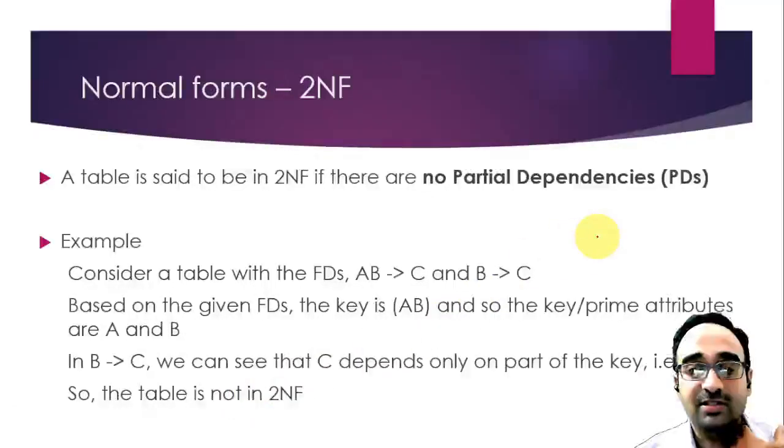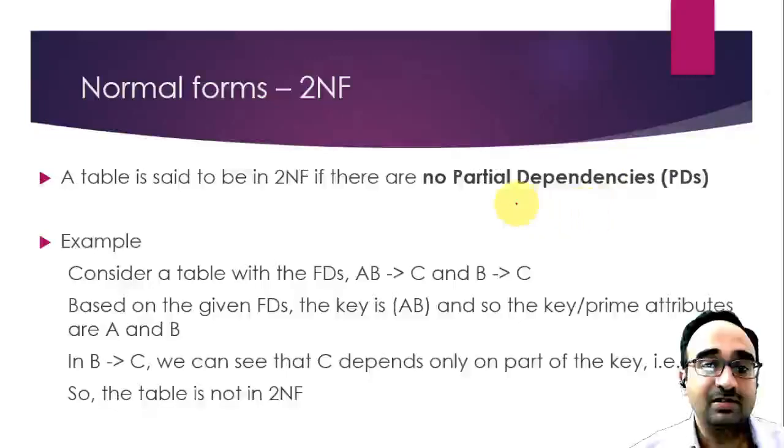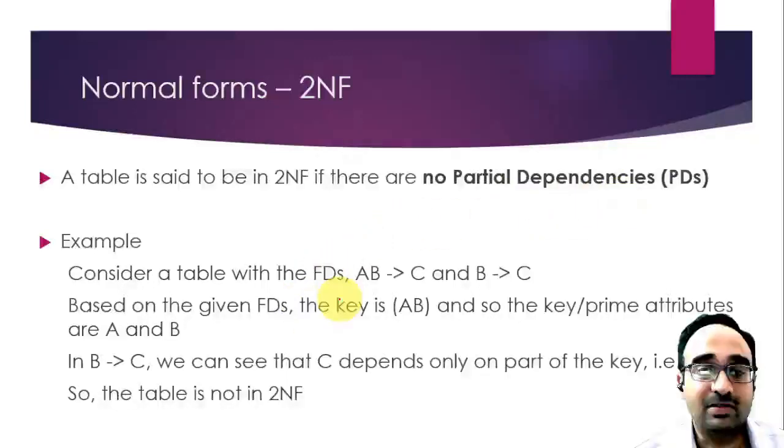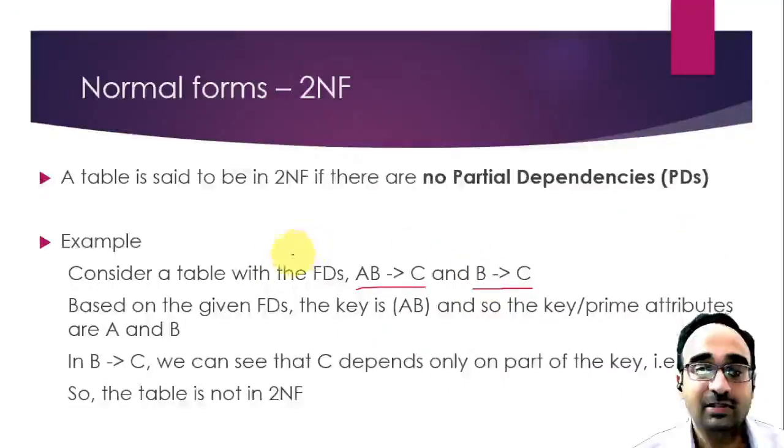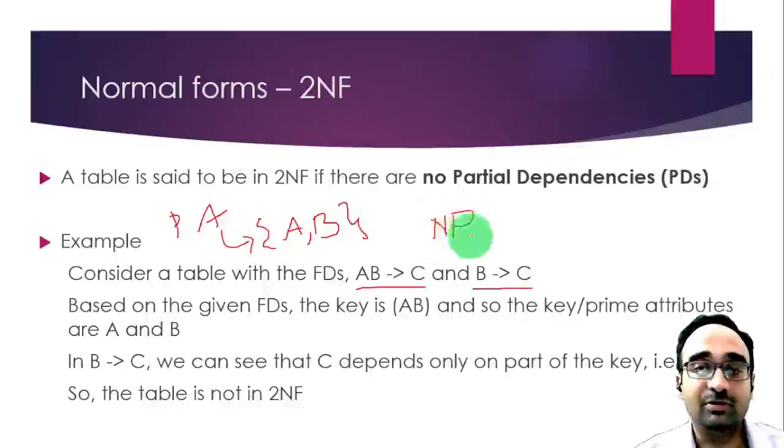Now let's discuss partial dependencies. So what is a partial dependency? The example I told you is this one only. The given FDs are: AB derives C and B derives C. We found out that the prime attributes (PA) are AB, and the non-prime attributes are only one, which is C.